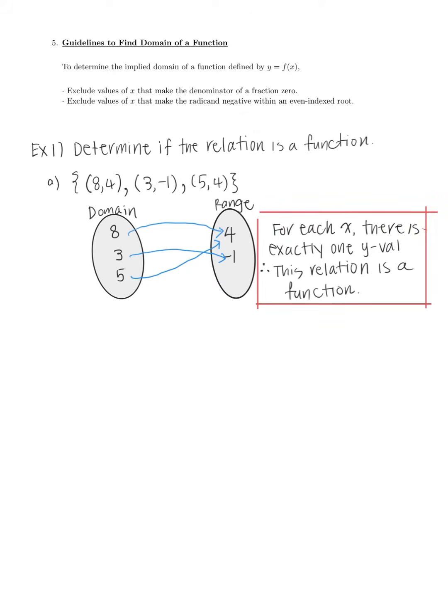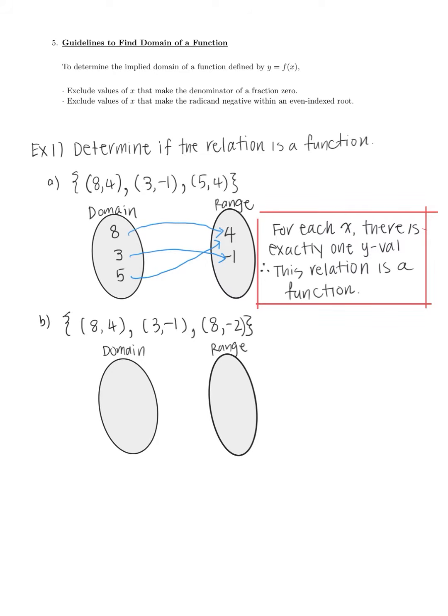Okay, so let's do another one. Now we're given 8, 4, 3, -1, and 8, -2. So let's do the same thing. Now let's determine who belongs in the domain. So all the x values are given by 8, 3, and an 8. Again, we do not repeat the 8. Okay, so here I'm going to write it as 8 and 3. That's it. All right, now who belongs in the range? We have 4, -1, and then -2. Okay, so then let's make an arrow. So 8 is going to go to 4, and then 3 is going to go to -1, and then 8 is also going to -2.